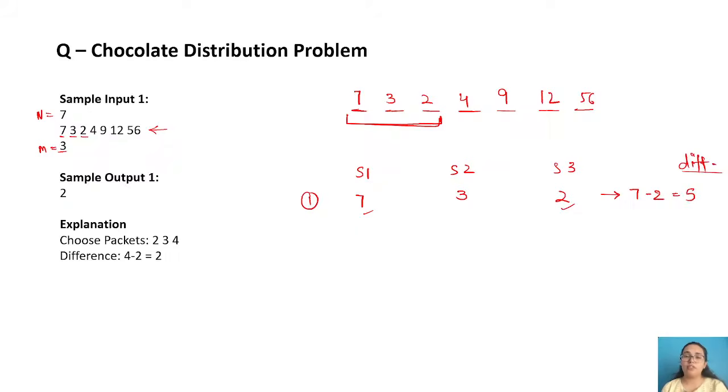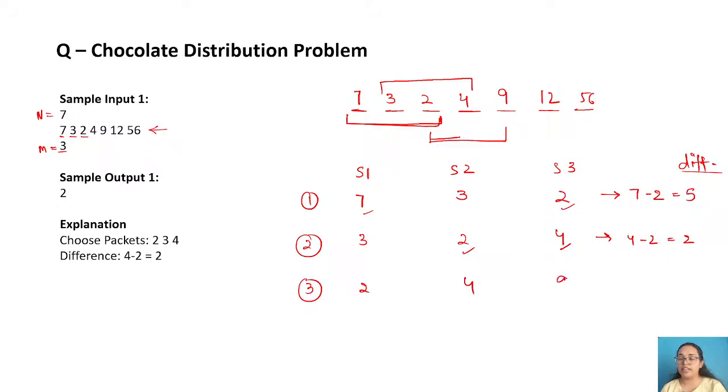Okay. Now let's move on to the second combination. So we have 3, 2, 4. This is my second combination that I can give to them. Now again, what is the maximum number? 4. What is the minimum number? 2. So 4 minus 2 is what? It's 2, right? So the difference here we got is 2. Now the third case: we can give it as 2, 4 and 9, right? So this is how we can give. Now if we give it like this, we have 2, 4, 9. So again, when we check the minimum and the maximum number, it's 9 and 2.